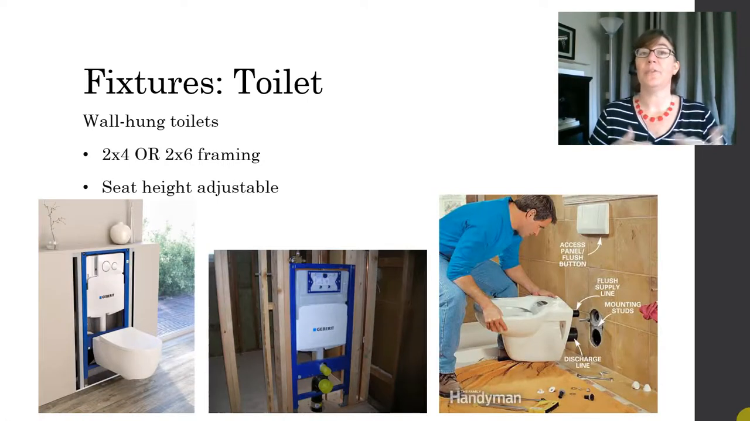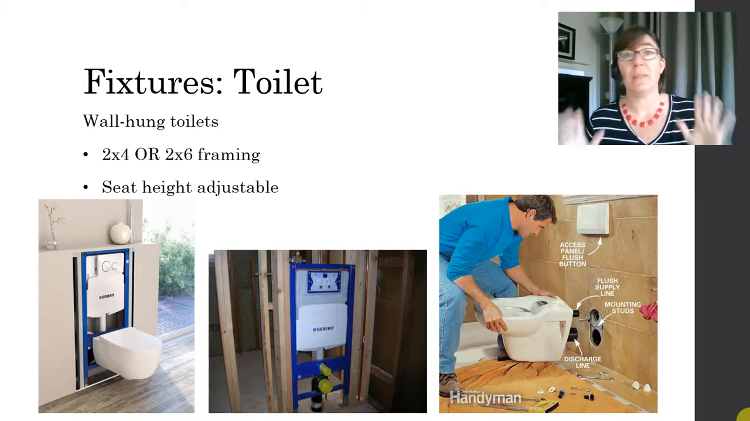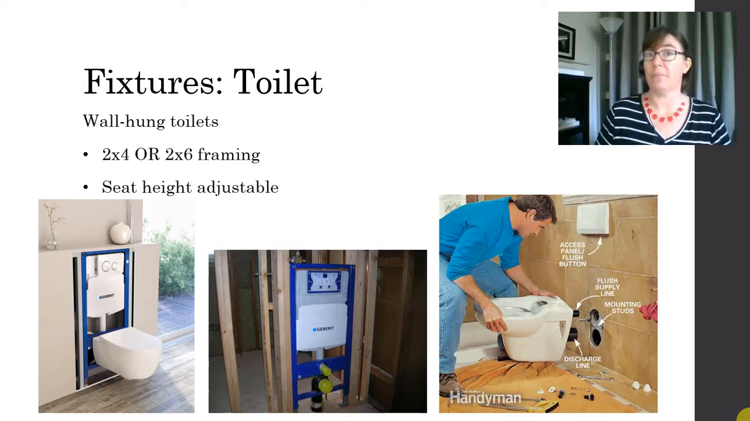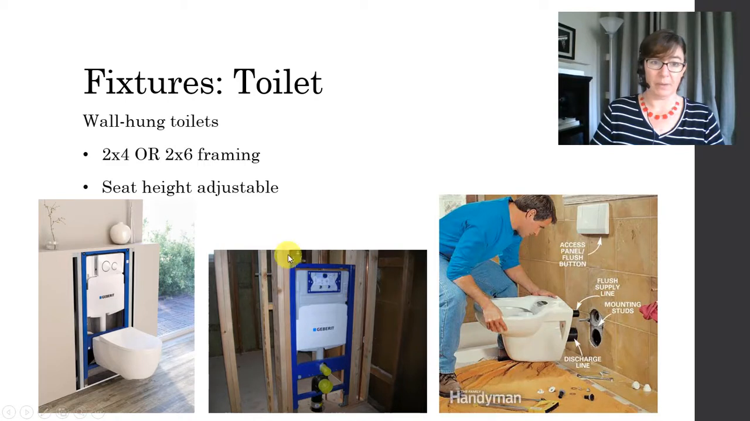Wall-hung toilets can work with 2x4 framing or 2x6 framing. It used to be they were only 2x6, but some 2x4 models have come out now. And here's what it looks like when it's being put in the wall. Okay, so here is when the wall is still open. So we see our studs. This blue piece right here, that's a carrier frame. And then here is the plumbing coming in. This is the tank. And so the flush plate would go up here eventually.